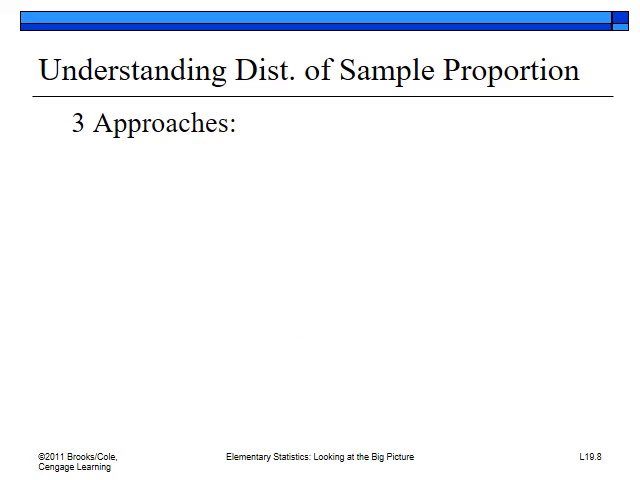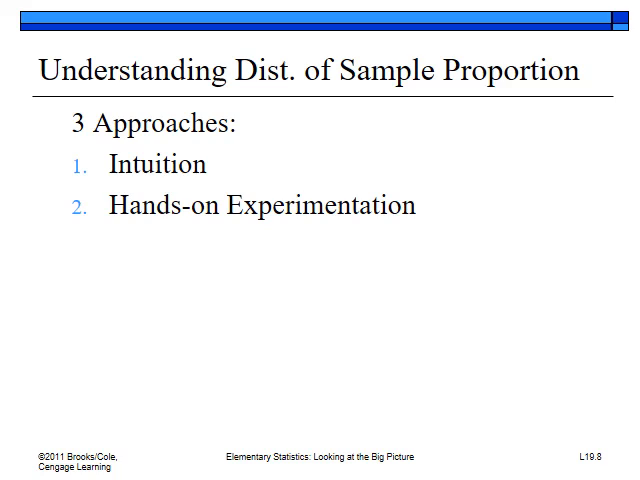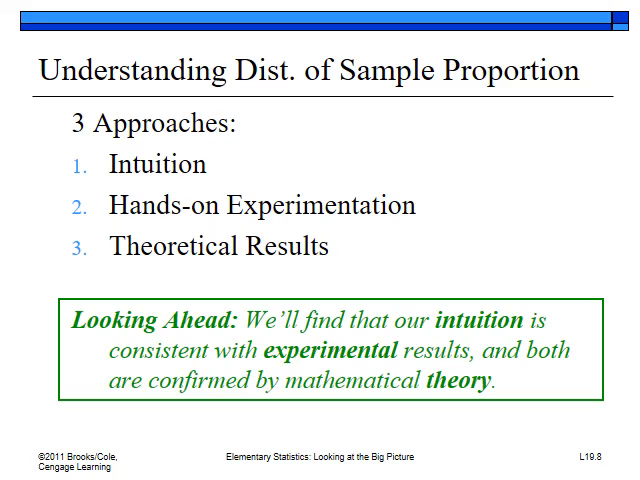So we've got three approaches to understanding the distribution of sample proportion. We have an intuitive approach. We can get our hands on and play around with some numbers, and we can look at it theoretically. What we'll do is start with intuition and see that experimental results seem to confirm our intuition, and then we'll tie it all together with a theoretical approach. So let's start with intuition.